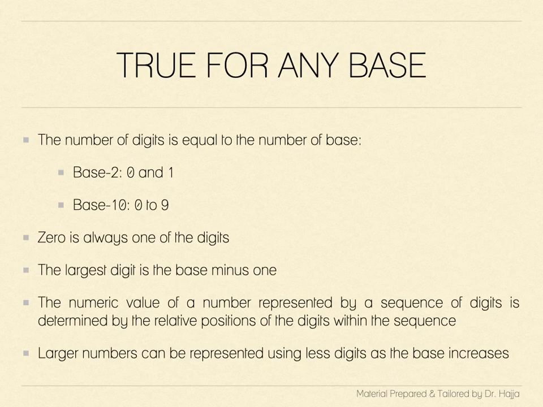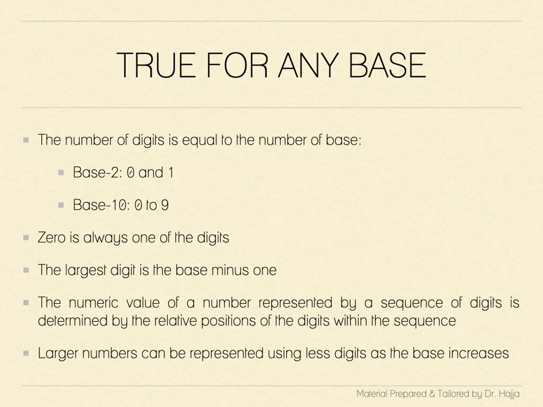The largest digit in any base is always the base minus 1. So in base 10, the largest digit is 9. In base 2, it's 1, and so on. Now here's where things get a little abstract. The numeric value of a number, represented by a sequence of digits, is determined by the relative positions of the digits within the sequence. This means that a digit in a higher position has more weight or value than a digit in a lower position, and this weight increases with the base.